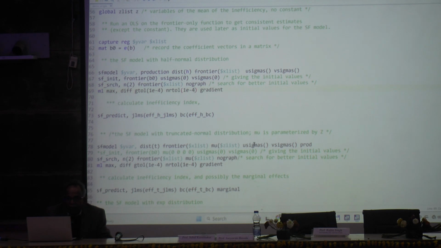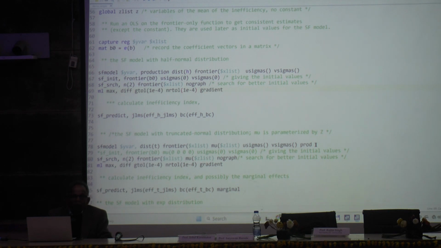And then usigma and vsigma. There is nothing in there, but you can put your Z list in here as well as in here, or some other variables if you want to. And then in here it says production. So the model is production, not a cost. If you forget to do that and you run it, it will come up with an error message saying that you forgot to mention whether it's going to be a cost model or production model.